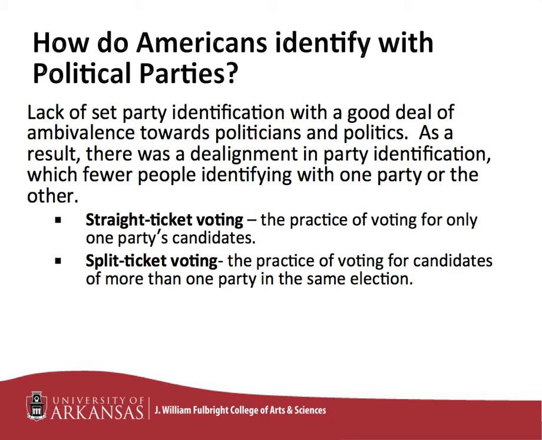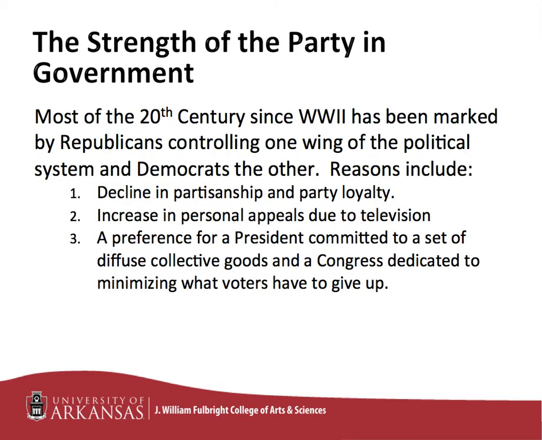Now, with the de-alignment, there were fewer people that identified with one political party or the other. So you had a movement from straight ticket voting, the practice of voting for only one party's ticket, to split ticket voting, which is the practice of voting for candidates of more than one party in the same election. So that certainly is a pattern to take a look at when we try to understand the connection Americans have with the different political parties. And this is indeed an indicator of the strength of the party in government.